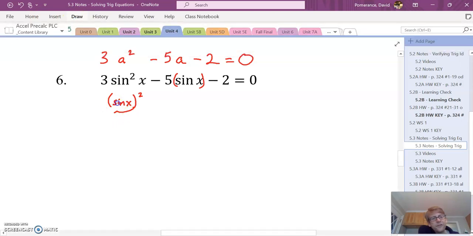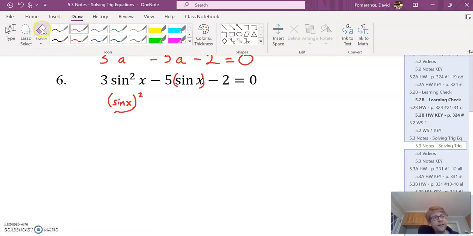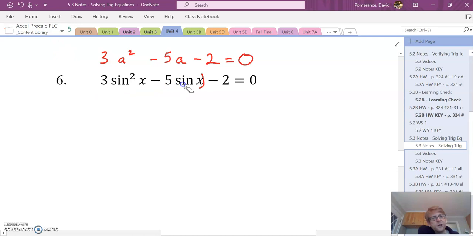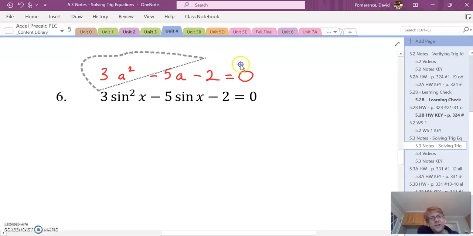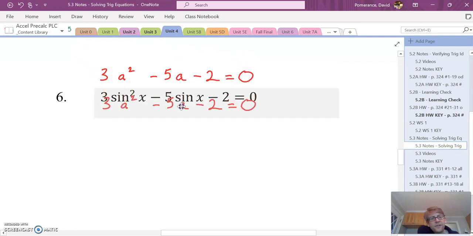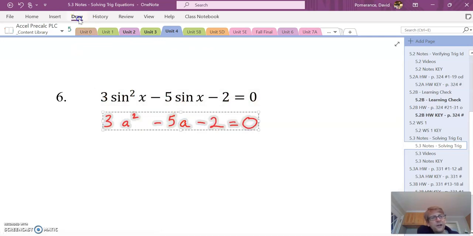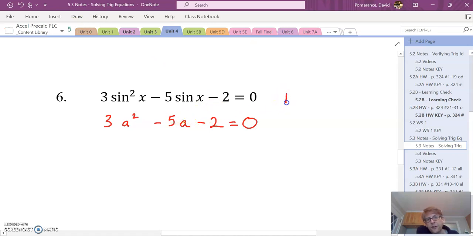So I'm actually going to leave that substitution in this problem. You don't have to do it this way, you can skip the substitution. But I think it's helpful for a lot of people to separate the algebra from the trig. So let's let the sine of x equal a, and then I'm going to replace every sine of x that I see with an a, and turn this into an old school algebra problem.